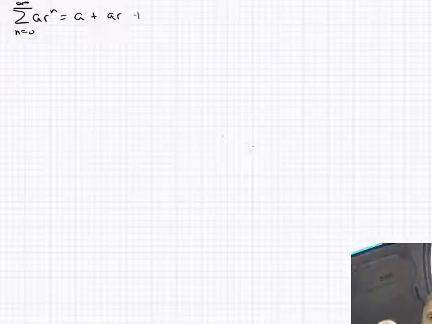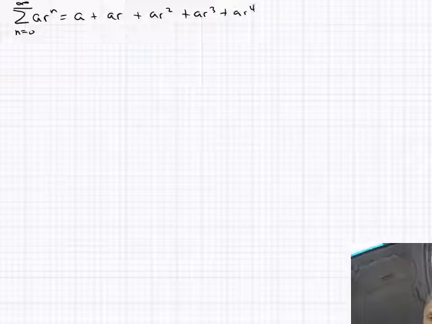So, the question that I want to ask is, why? Why does a geometric series converge or diverge based off of r? Well, really, it's because of the partial sums concept. So let's take a look at a geometric series real quick. So we have this geometric series, n equals 0 to infinity, of ar to the n, which is a plus ar plus ar squared plus ar cubed, ar to the fourth, etc.